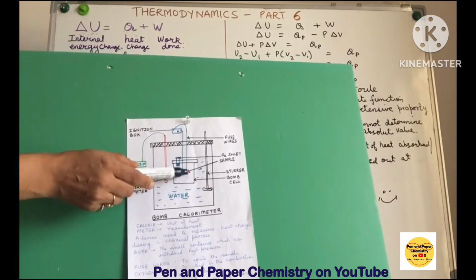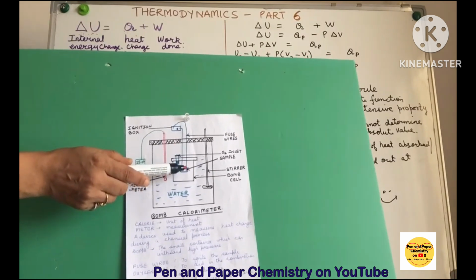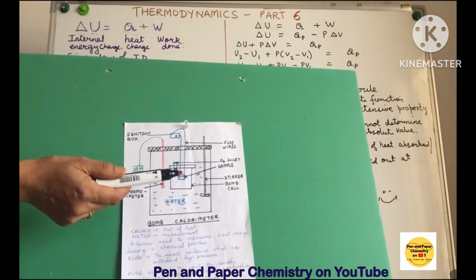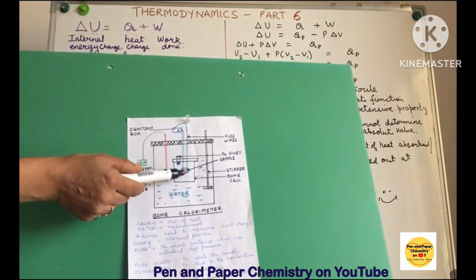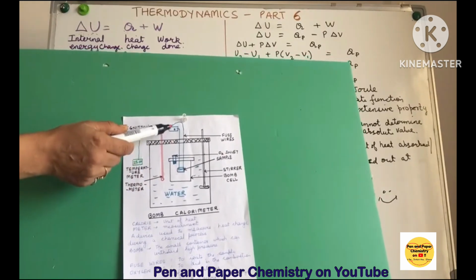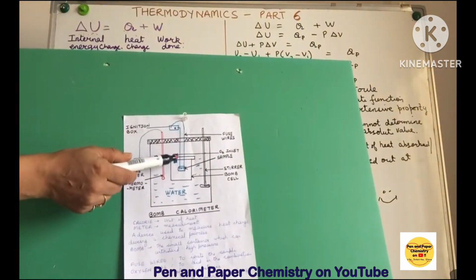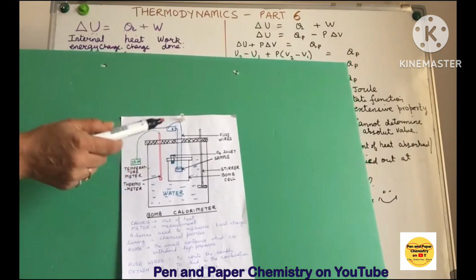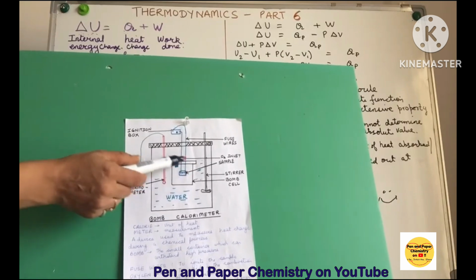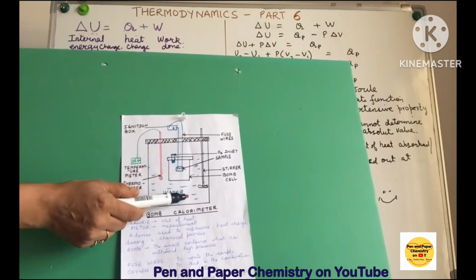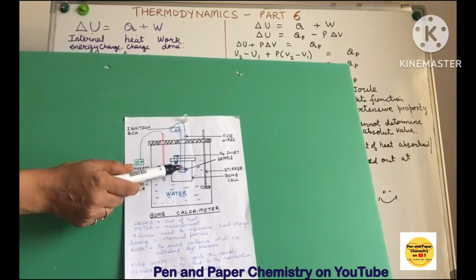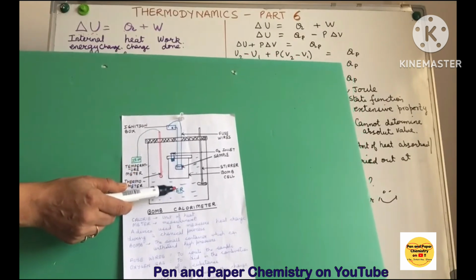In this, we have the reaction mixture. So let us suppose we want to determine QV when carbon is made to burn. So what is done is, we have the sample in the small container here. This is ignited with the help of the ignition wires, the fuse wires. And there is water in contact with this bomb. This water, because of the heat generated due to the burning of coal, will get heated up.